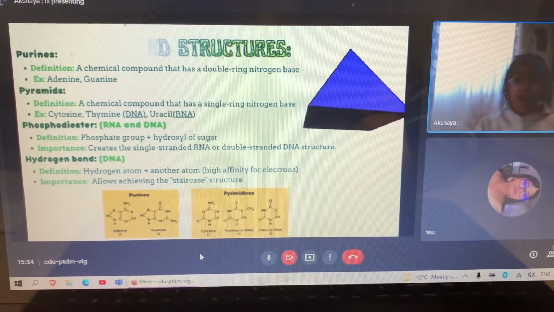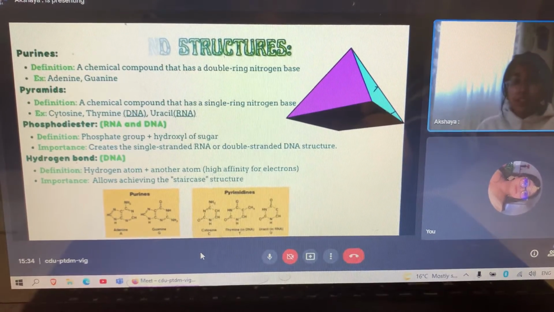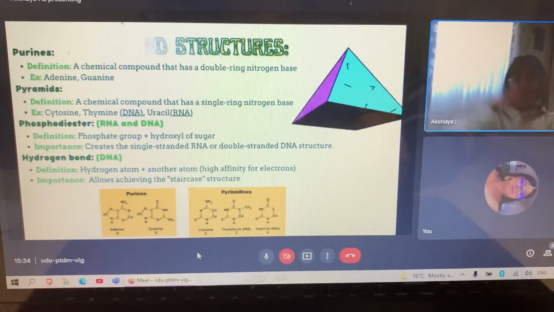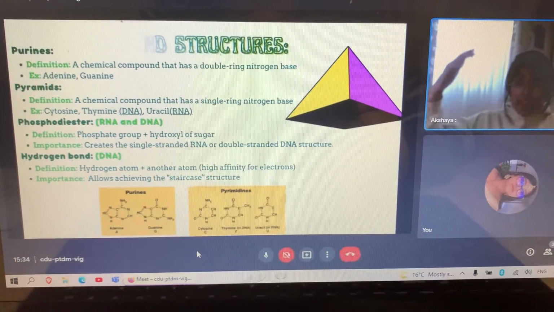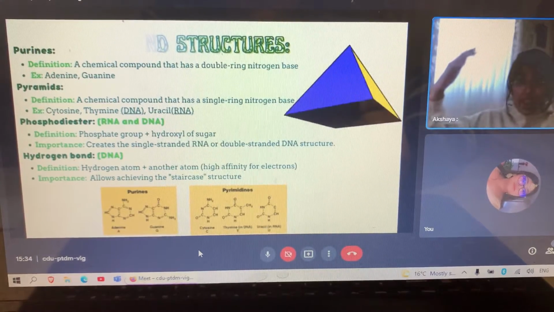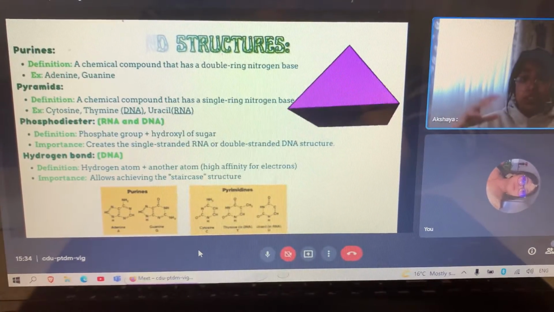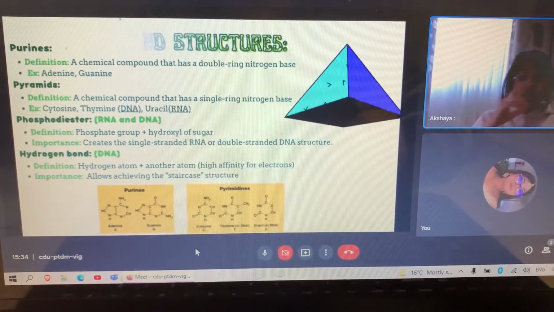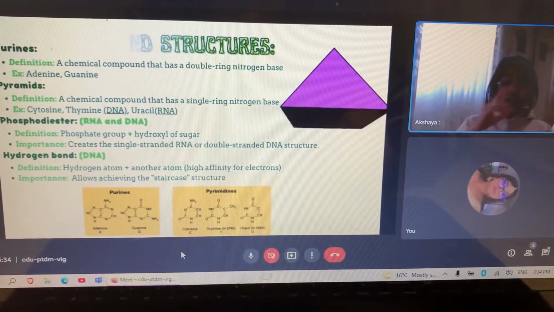After you talk about bonds, let me tell you something to remember this a little bit. Purines are not pure, but they're a giant adenine, guanine, and pyrimidines are small and cute. And so you have cytosine, thymine, uracil, like cute.